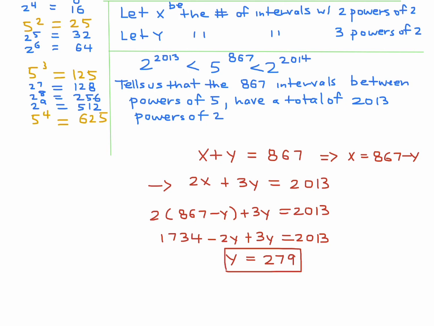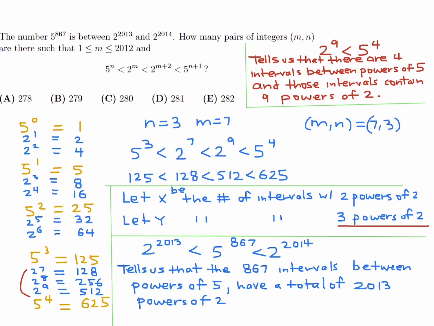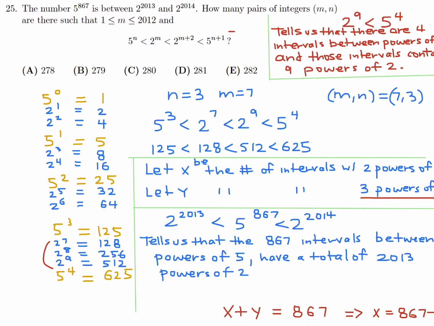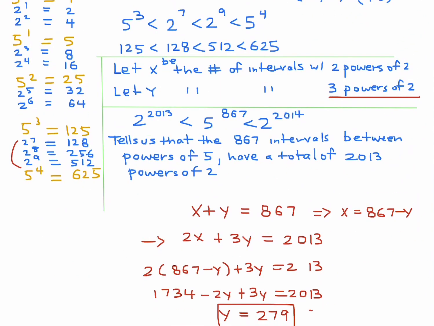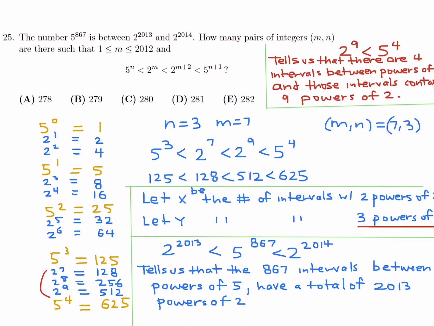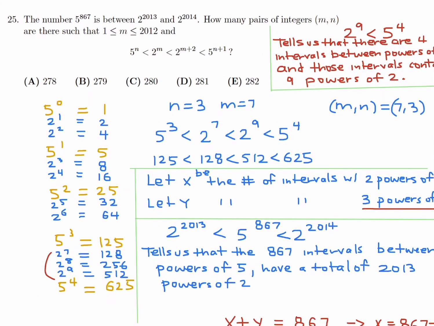And that represents the number of intervals with 3 powers of 2, and that is the only way we can get this original equation to work right here, as I had hopefully explained in detail right there. We need to have an interval that has 3 powers of 2, like here, in between 2 powers of 5. And the number of such intervals we have calculated to be 279. So that is the answer to this question. Number 25 is B.